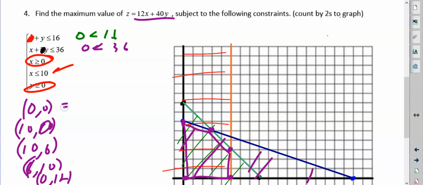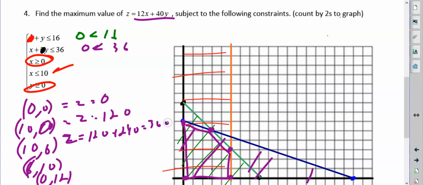Okay? So you can tell right off the bat this is going to be z equals 0. So we're done with that. Z equals 10 times 12, 120. The 0 makes it go away. Z equals 12 times 10 plus 6 times 40. So that's going to be 360. Z equals 6 times 12, 72, plus 10 times 40, 400. So that's 472. And then Z equals 0 plus 12 times 40, which is 480.